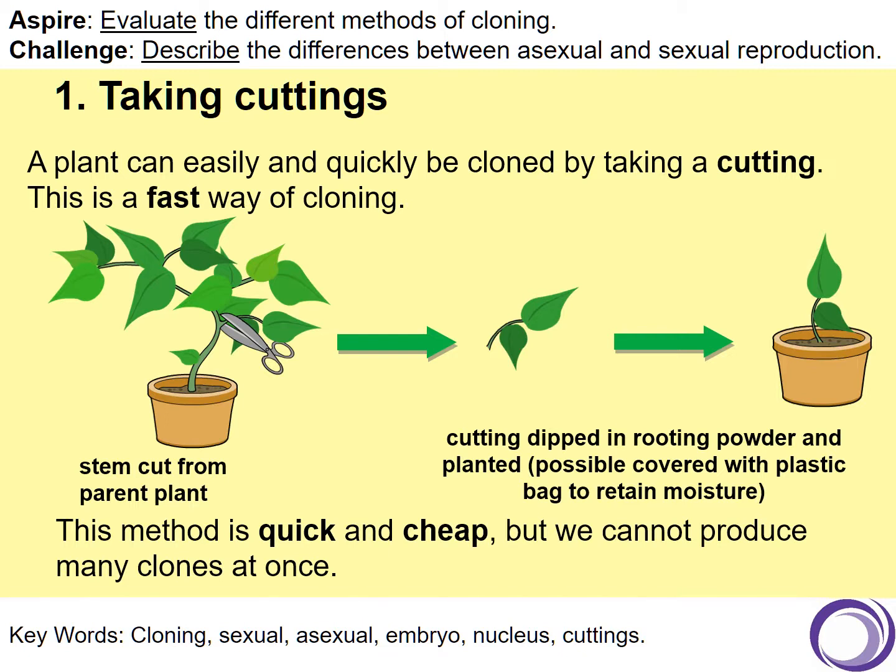Gardeners do it with strawberry plants. They send out side branches and you can just chop them off and put them in new compost. Those strawberry plants produced would be genetically identical to the plant they were taken from. There's also a plant called a spider plant, which sends off these side branches and then they develop into perfectly identical plantlets or small plants if they're cut off and they're planted in compost or soil. So taking cuttings is a very quick and a very easy and a very cheap way of cloning plants.